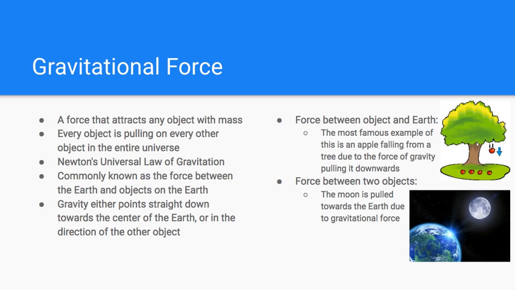So, for example, a force between an object and the Earth is the most famous example of an apple falling from a tree. And this is due to the force of gravity pulling it downwards towards the center of the Earth. On the opposite side, the force between two objects, an example is that the moon is pulled towards the Earth due to gravitational force, and this is what keeps it in its constant rotation around our planet.